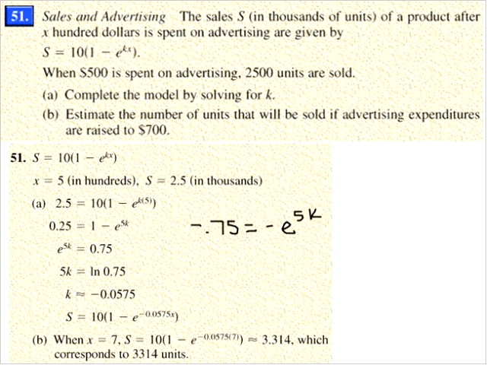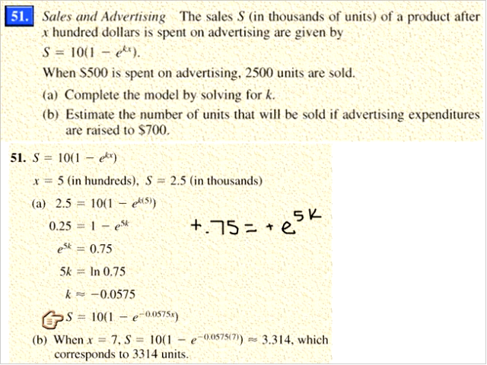Multiply both sides by negative so they turn into positive. Take the natural log of both sides. We're now down to here. Divide each side by 5, and you get k is approximately negative 0.0575. So we're going to rewrite the model with our value for k plugged in there.